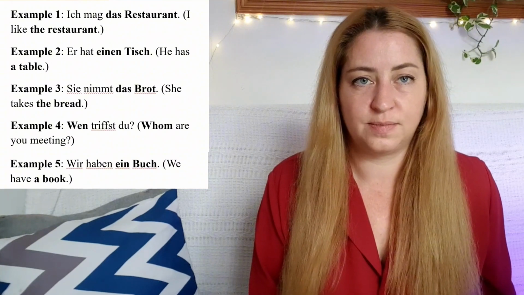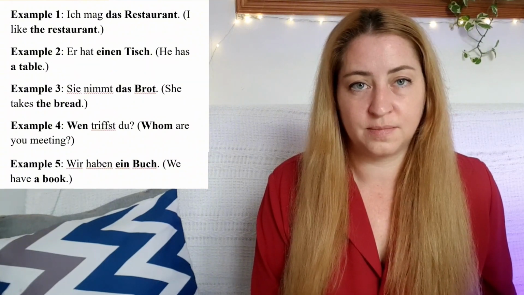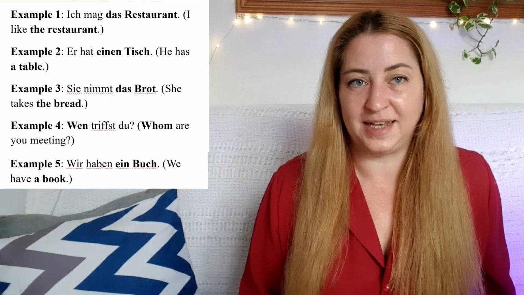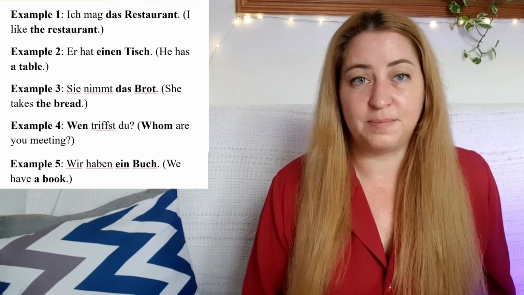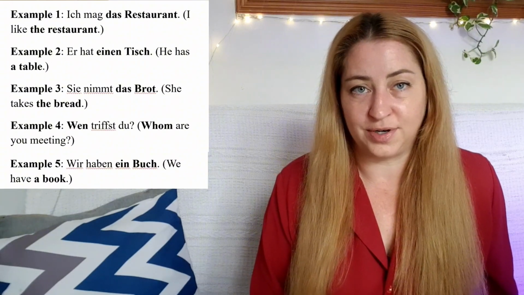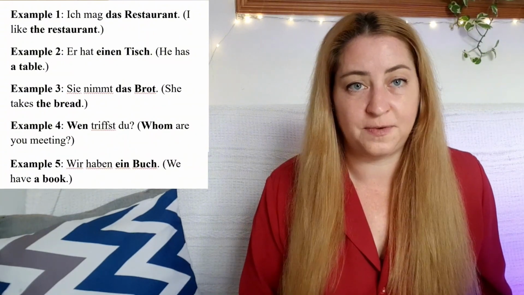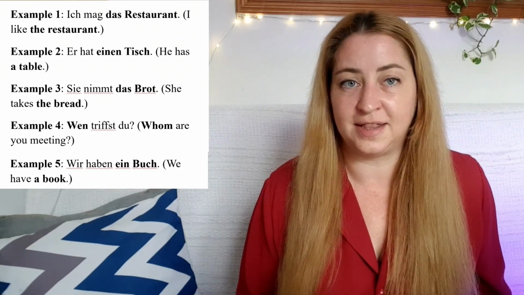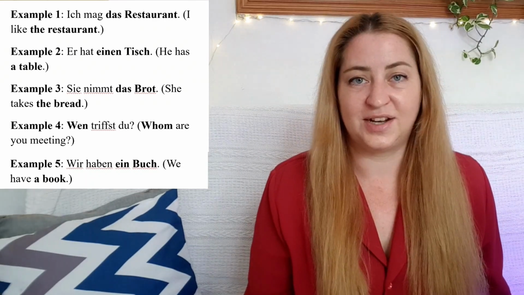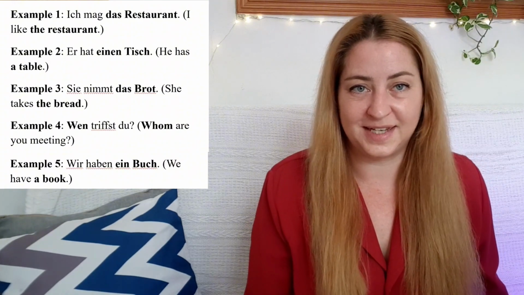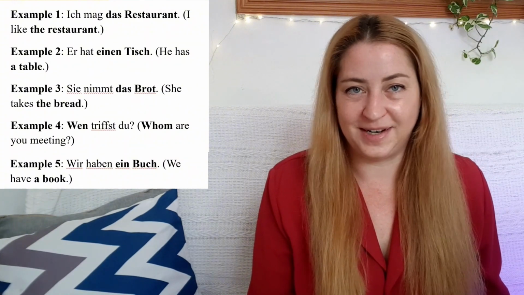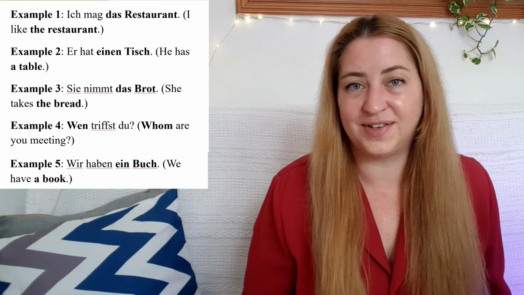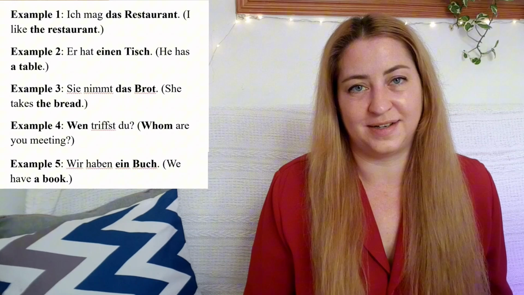Wen triffst du? Whom are you meeting? Here you can see that the direct object is unexpectedly at the beginning of the sentence. But remember that German has flexible word order. So if you say du triffst wen, you're meeting whom, you can see the subject is back in the first position. It depends on what part of the sentence you want to emphasize. Here's another example. Wir haben ein Buch. We have a book. You could also say, ein Buch haben wir.